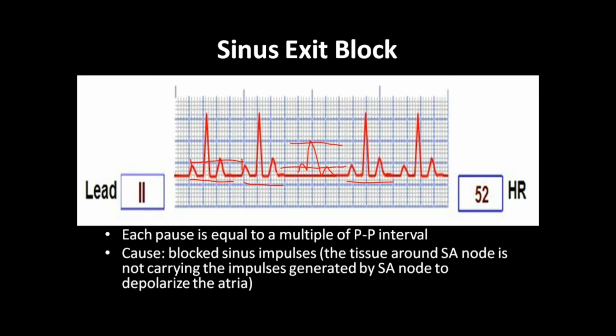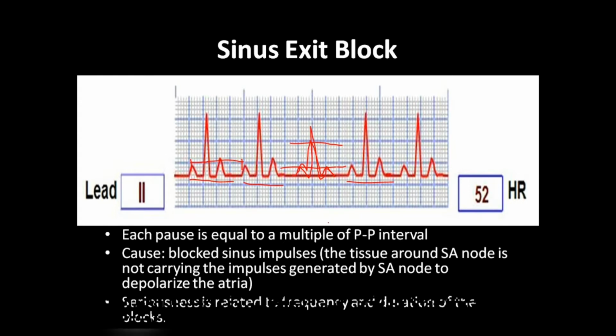Next, the cause for this kind of sinus exit block is usually blocked sinus impulses. The tissue around the sinoatrial node is not carrying the impulses generated by the SA node to depolarize the atria. So there will be a missing wave. A complete missing of the P wave, QRS complex, and T wave is seen in this kind of block.